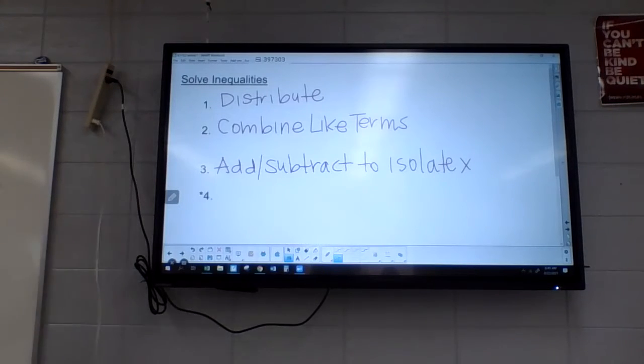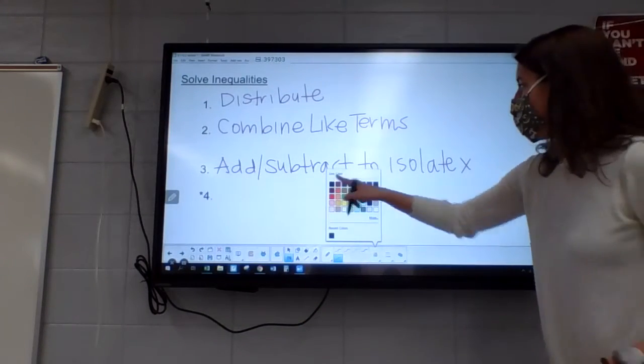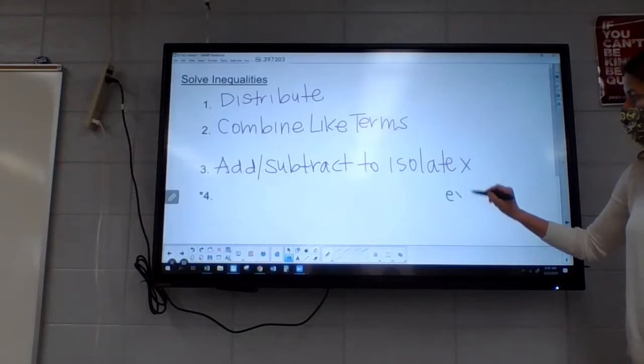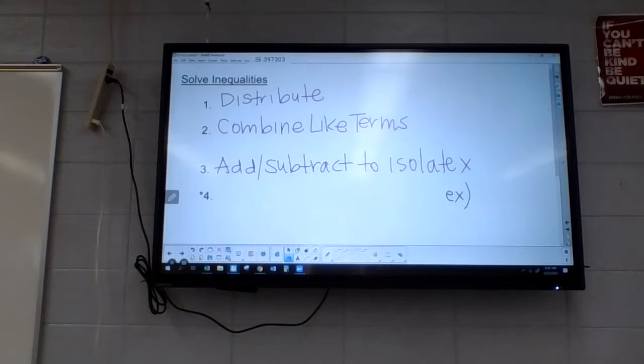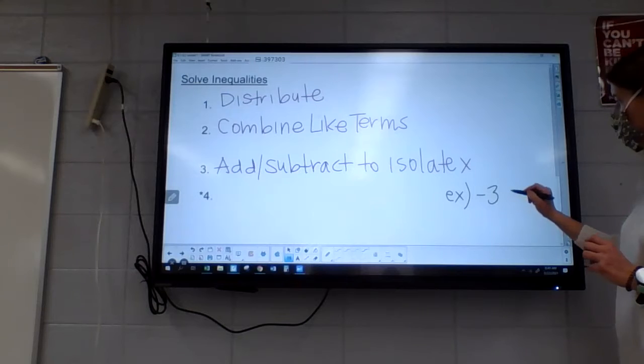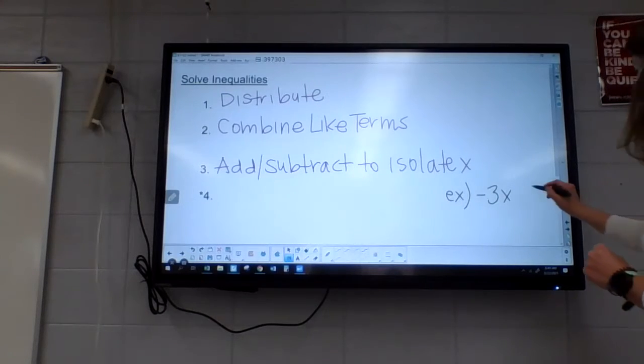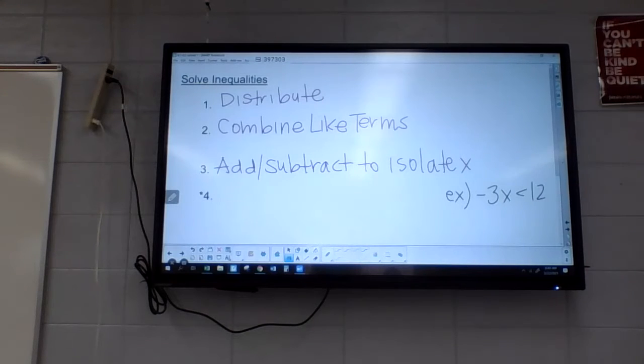So, I'm going to show you guys a little example as we're going through this here. So, I have a little example here for us. So I'm going to do this as an example. So negative 3x is less than 12. How do we solve this? That's not a trick question, and that's not the tough part. So what are we going to do to solve?